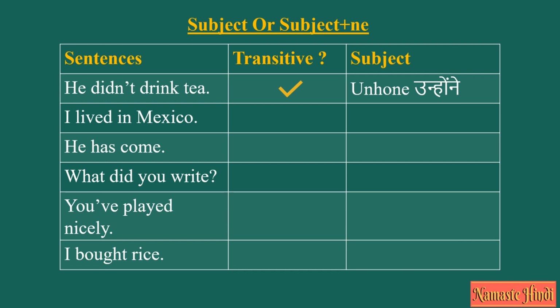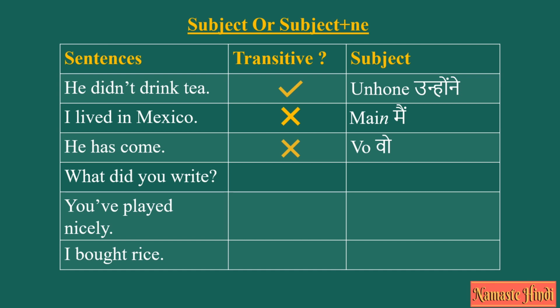Next sentence. I lived in Mexico. Ask the question again. What did I live? Doesn't make sense. So this is an intransitive verb and the subject we will use is मैं. Next sentence. He has come. Ask the question. What has he come? Doesn't make sense. So this is also an intransitive verb and the subject we are going to use is वो.